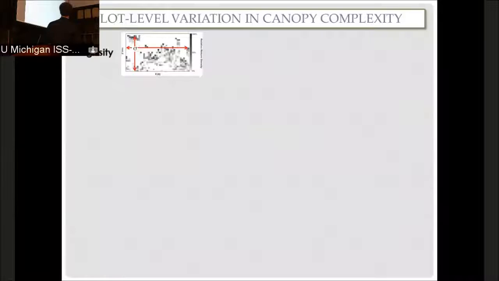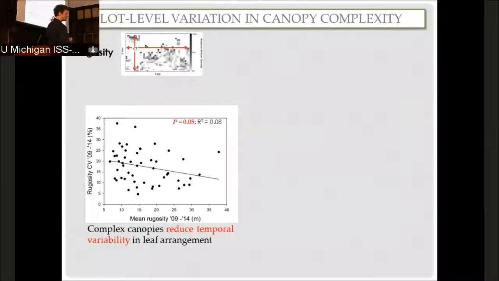So the first comparison I'm going to be looking at is rugosity against rugosity. So essentially each one of these points represents a plot, and the x-axis represents that plot's average rugosity during the census period, and the y-axis represents how much that rugosity is varied from year to year in that plot. And as you can see, there is a significant negative relationship, so plots that are more complex, have a higher variability of leaf distribution, tend to have less variability in that leaf distribution among years.